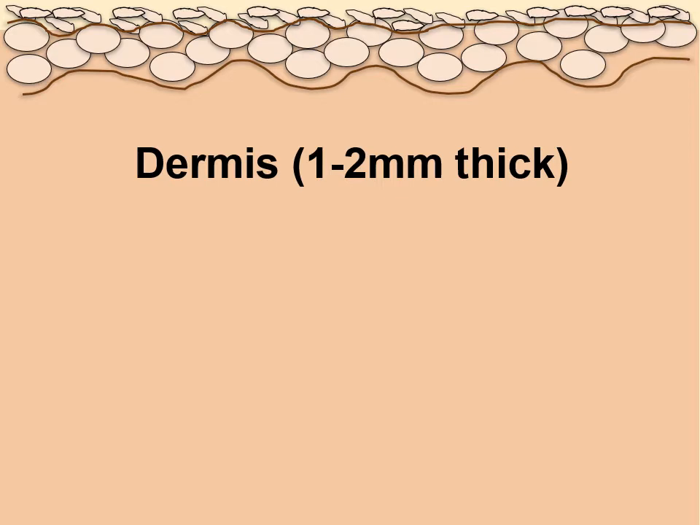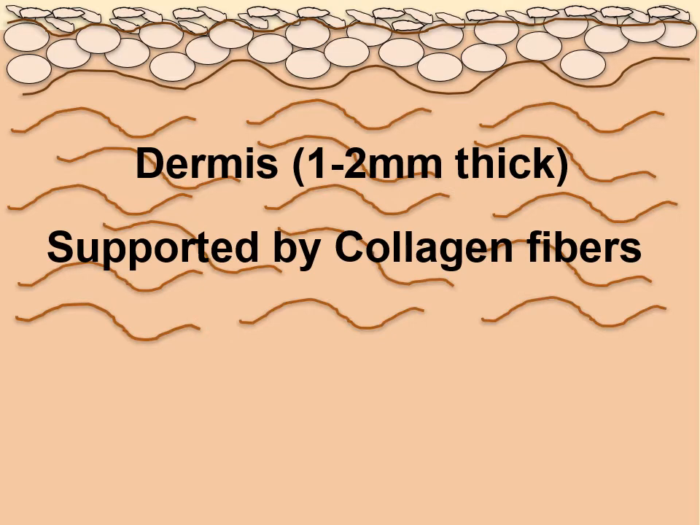Next, we have the dermis, and the dermis is quite a bit thicker compared to the epidermis, 1 to 2 millimeters thick, again filled with all this interstitial fluid, and it's supported by all these collagen fibers. So instead of a cell matrix like the epidermis, it has collagen fibers and elastin, and it makes a really tough layer. But mostly no cells.